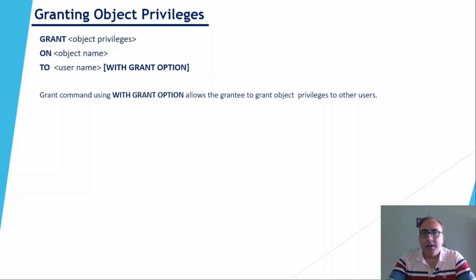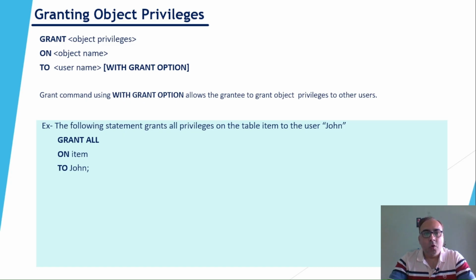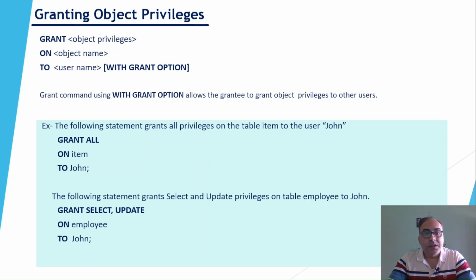Now let's talk about some examples. The first one is GRANT ALL ON item TO John. In this example, we are granting all object privileges on the table item to the user John. Next we have GRANT SELECT, UPDATE ON employee TO John. This statement grants select and update object privileges on the table employee to the user John. So that's how we can grant object privileges to one particular user or role.